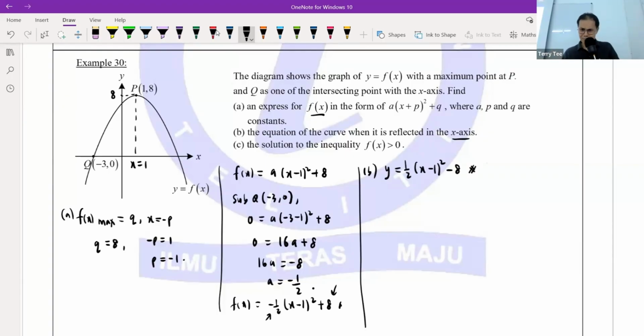You can write f(x), but since the question says equation, you just write y. Yeah. If the question says g(x), then you write g(x). Okay. Lastly, the solution to this inequality.